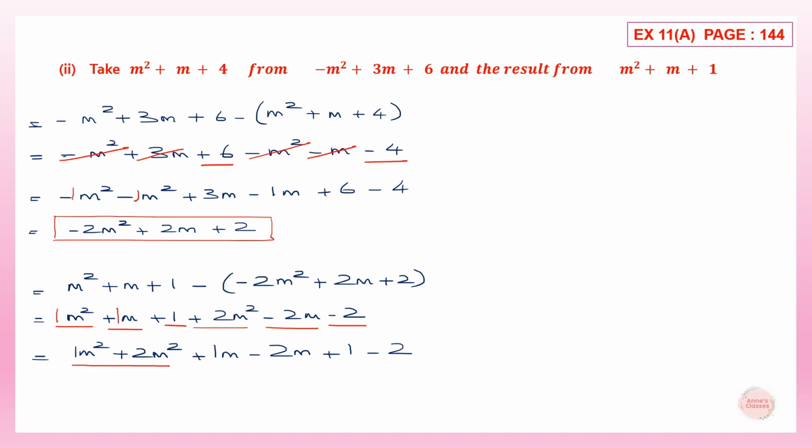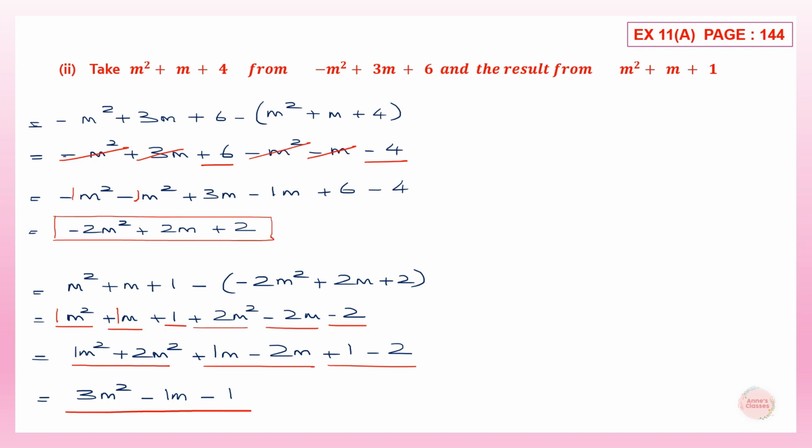1m square plus 2m square, take only the numbers. 1 plus 2 is 3. So 3m square. Next one, plus 1 minus 2. Take only the numbers. Signs are different. Put the sign of the bigger number and subtract. 2 minus 1 is 1. 1m. Look at these numbers here. 1 minus 2. Signs are different. Put the sign of the bigger number and subtract. 2 minus 1 is 1. So now we have a final answer, which is 3m square minus 1m minus 1.